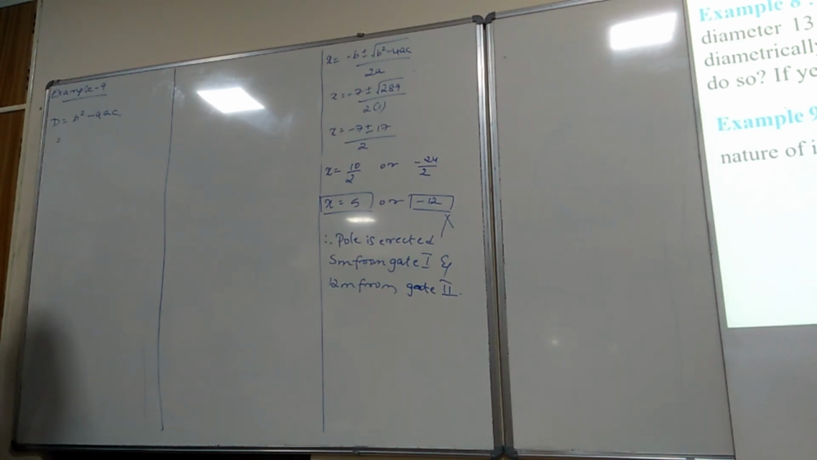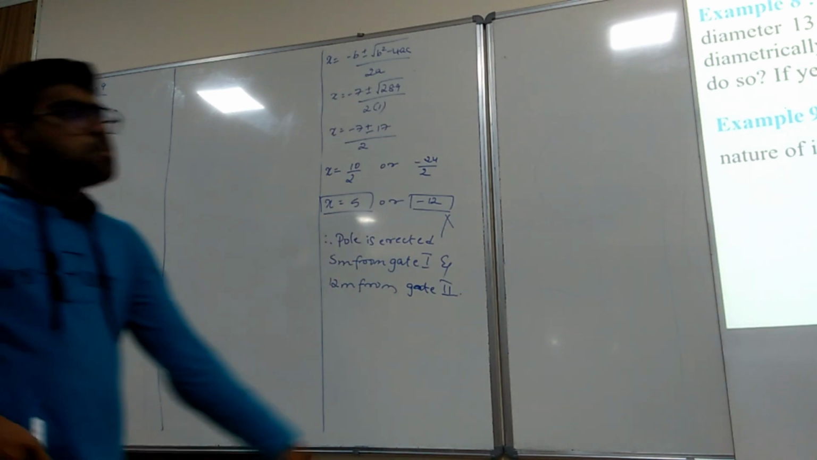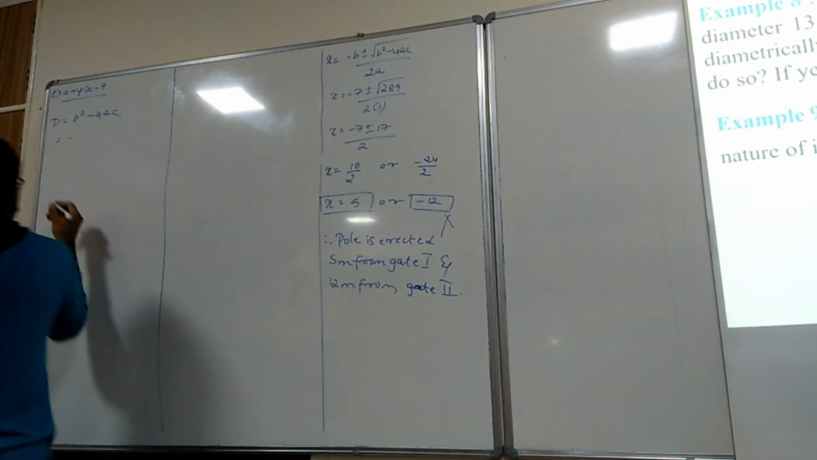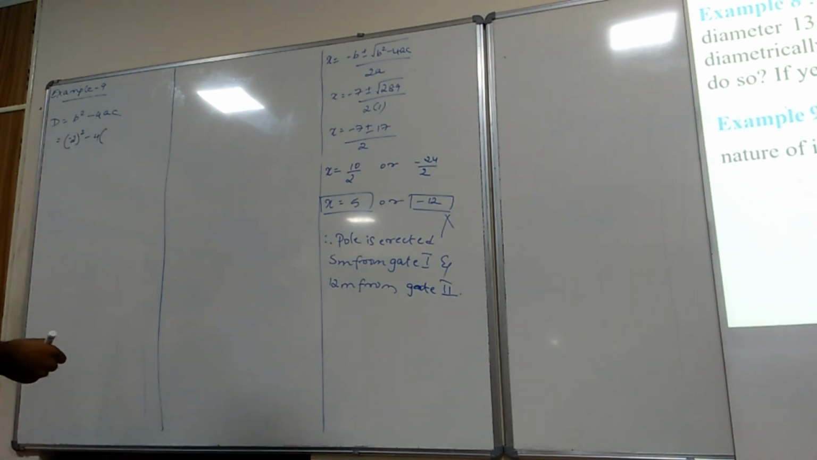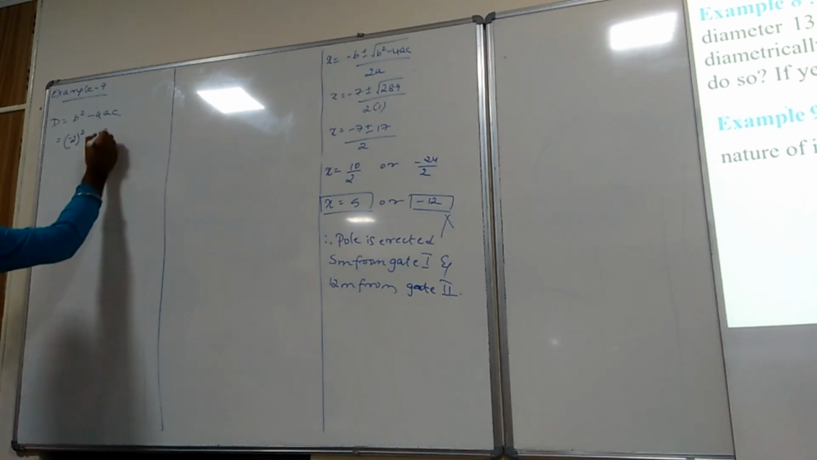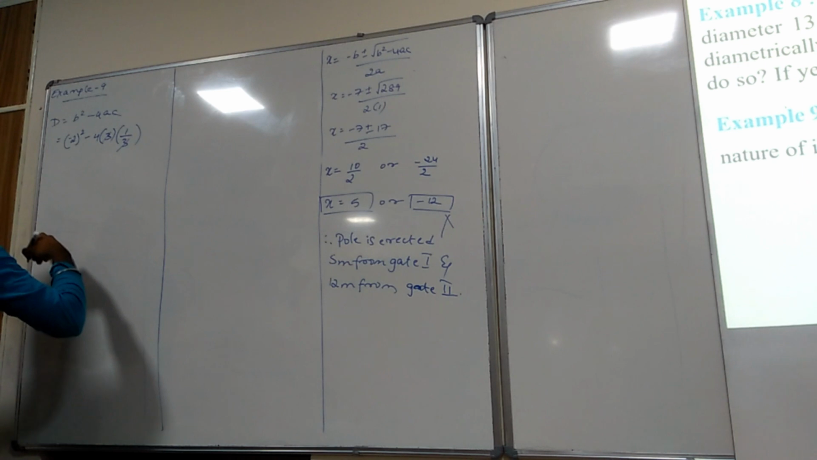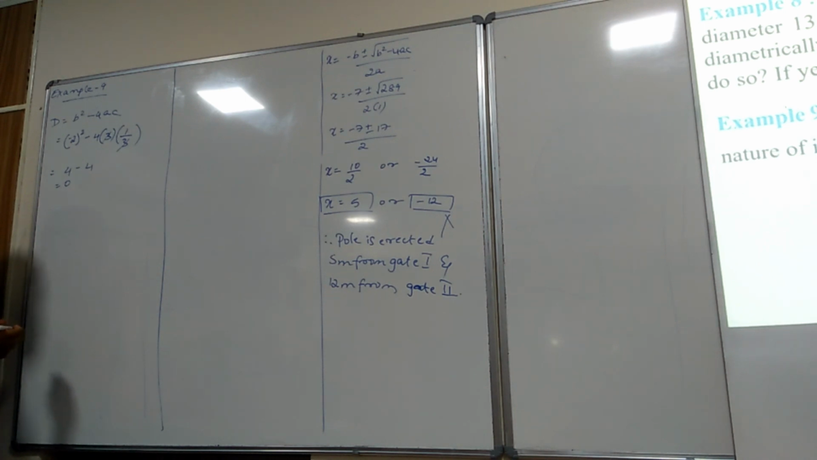What is b? Minus 2. Tell me what is that? You don't multiply and tell. Minus 4. What is a? 3. What is c? 1 by 3. 4 minus 4. 0. What does this mean? Real and equal.